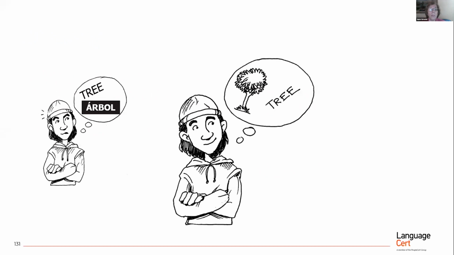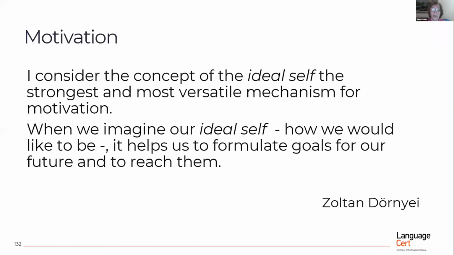So if we are teaching Spanish students English, rather than associate the vocabulary with what it represents in their own language, it's more useful if they associate it with what it represents. In our classroom, there are not many trees, so they need to associate this with a mental image. And this is going to help their learning of vocabulary.